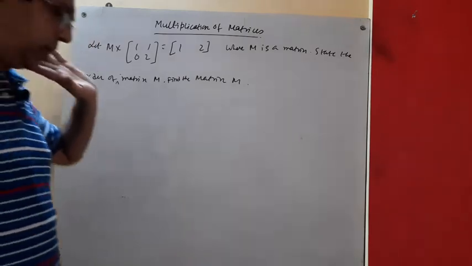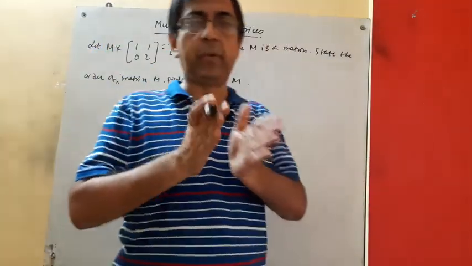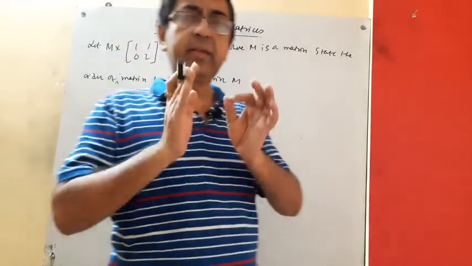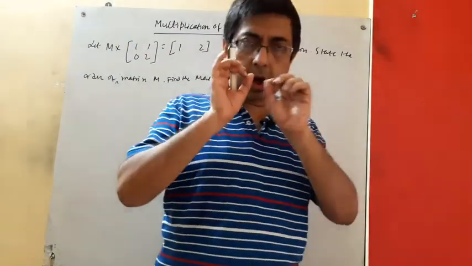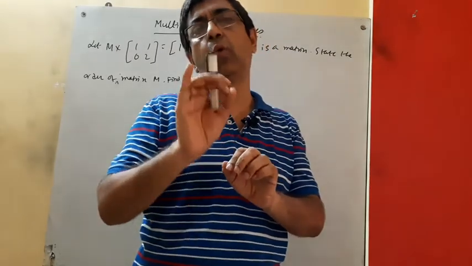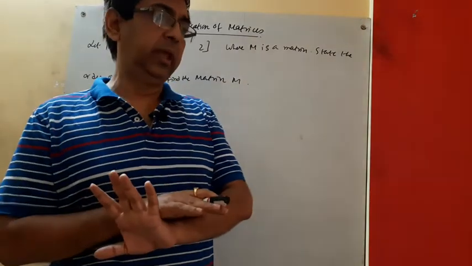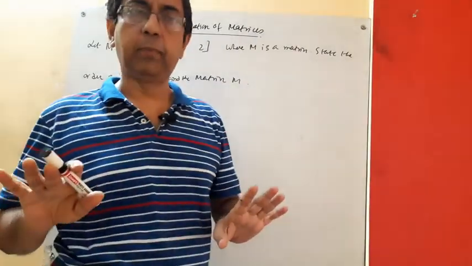What is the rule? Whenever two matrices are going for product, there are some rules. That is, the column number of the first matrix should be equal to the row number of the second matrix. Otherwise, they are not conformable for the product. Okay, let's see.